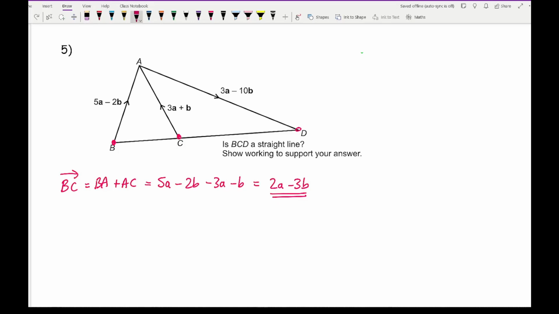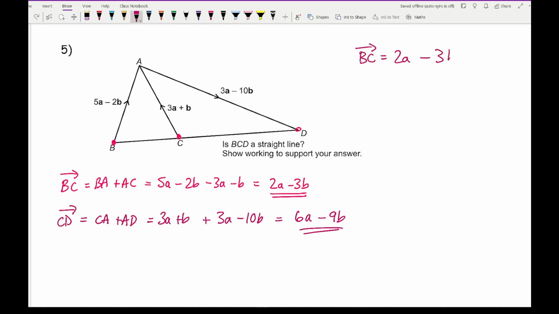The next thing for me to work out is D to C, C to D rather. So I'm going to go from C to A and then A to D. C to A is going with the arrow, so that's 3A plus B. And then A to D is going with the arrow again, so that's 3A minus 10B. And if I simplify the expression, I get 6A minus 9B. So if I write it a little bit neater, I've got B to C is equal to 2A minus 3B, and I've got C to D, which is 6A minus 9B.